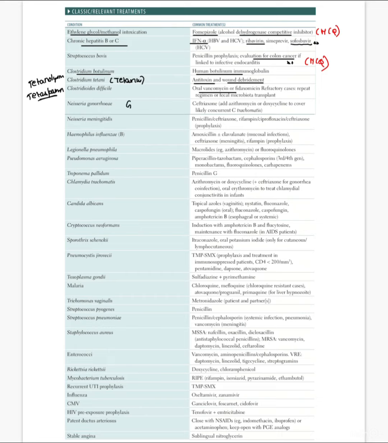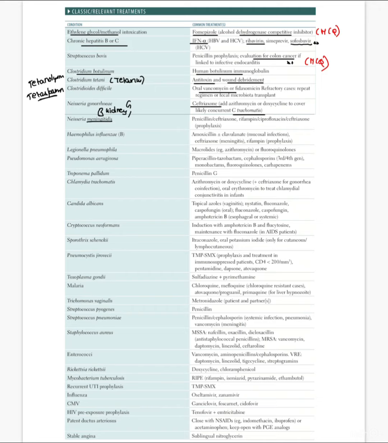Then Neisseria gonorrhea. This is a kidney shaped organism, and it causes gonorrhea, a sexually transmitted disease. So we'll use a third generation cephalosporin, that is ceftriaxone. Also, in order to cover chlamydia, we can add azithro or doxy. This is in accordance with the STI kit which we have already discussed, so revise the kits also, that is very important.